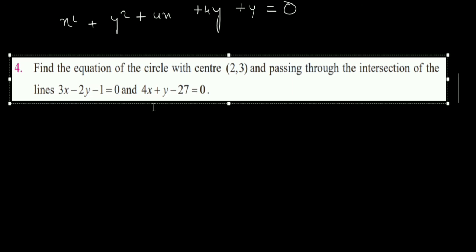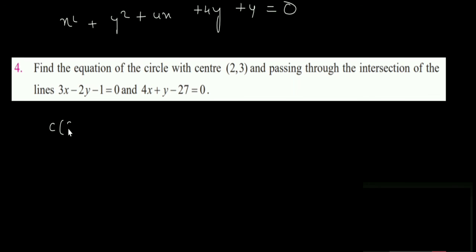Number 4, find the equation of circle with the center at 2, 3 and passing through the intersection of these two. So first we have to find the intersection of this. The center is at 2, 3. Radius we don't know. Okay, radius is not given. Only when you know the center and radius, we can form the equation of the circle. The center is at 2, 3. And the circle is passing through the intersection of two lines.